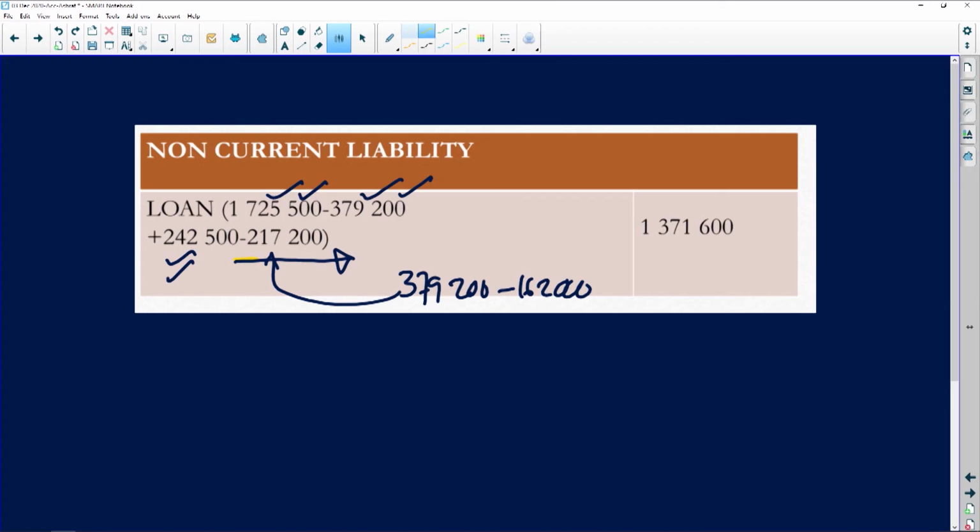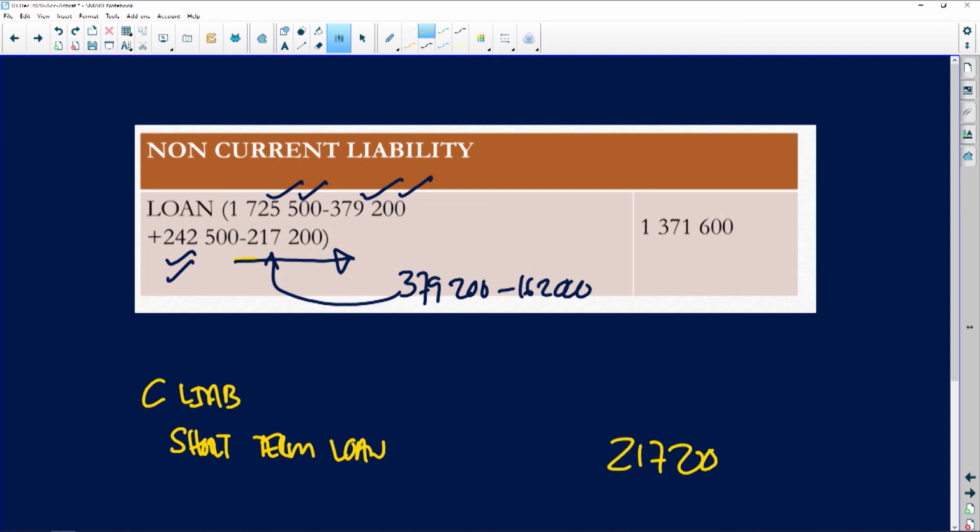Okay? So when you're reporting your non-current liability, that's how you report your non-current liability. But at the same token, remember now that under your current liabilities, you're going to have an item called short-term loan or current portion of loan, right? And that will be the 217,200. Your current portion of your loan, meaning that that is the capital amount that you expect to repay in the next financial year. Okay, so that was the loan story.